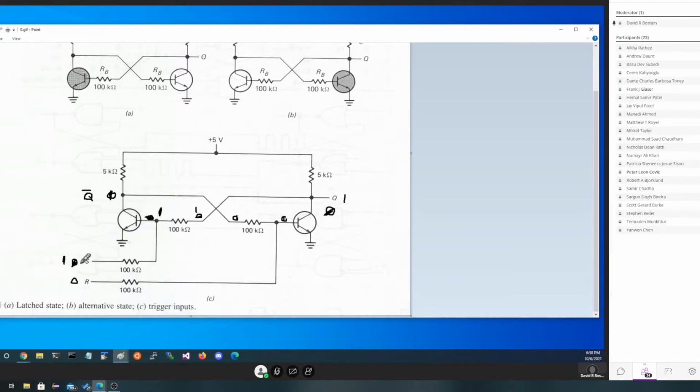So by saying set, I just changed Q from a 0 to a 1. Now notice that if I put this back to 0, this won't go to 0 because it's supported by the 1. It'll just simply go back to 0 here. This will stay turned on. So pushing set turns it on. Releasing it doesn't change anything. Pushing it a second time doesn't change anything because it's already set.